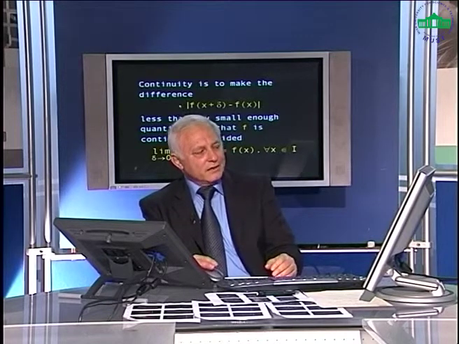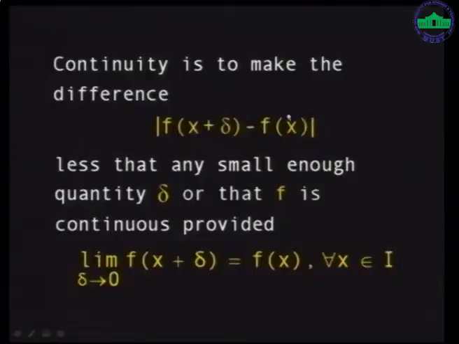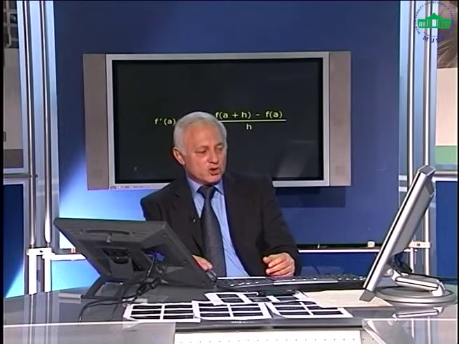So they designed continuity, said that there's a difference between the value of the function and the value at a nearby point x plus delta, and if you can make the difference smaller than any required or prescribed quantity epsilon, then you can say that the limit of f of x as delta tends to 0 is equal to f of x, and that's the concept of continuity. And you need continuity if you want to differentiate a function.